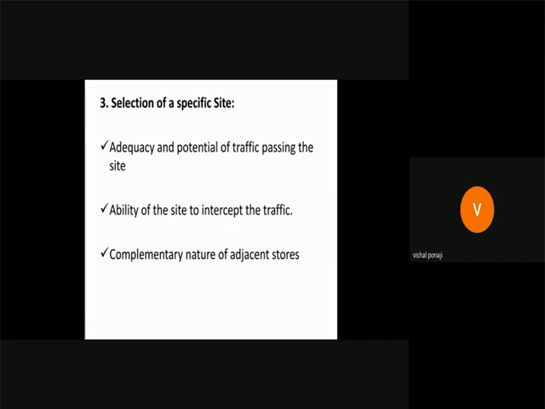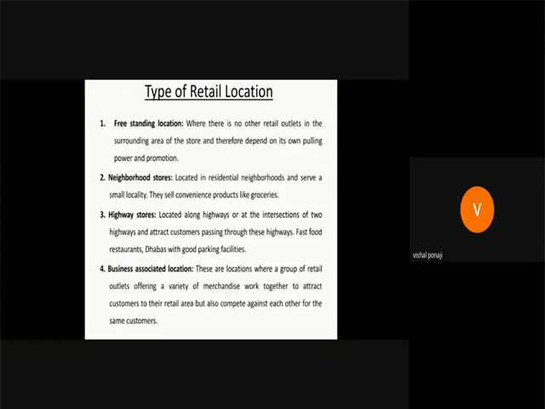So next is the complementary nature of adjacent stores, where certain types of stores around your site will help by bringing some customers along with their own. Some customers who are visiting certain types of stores in that particular location find that there is accessibility to your type of retail store. So somewhere even those stores will be bringing customers to your store. So see to it that you get such help from the location or the site. Fine.